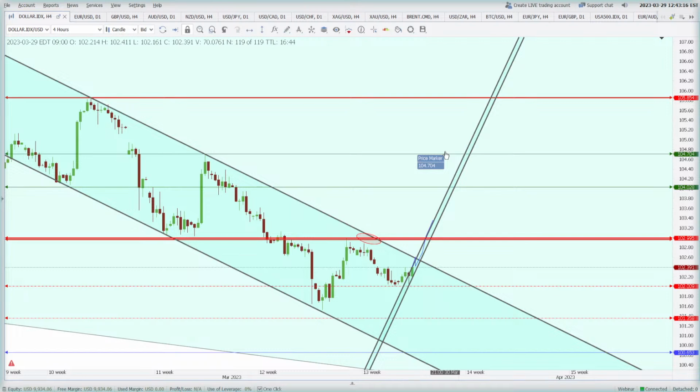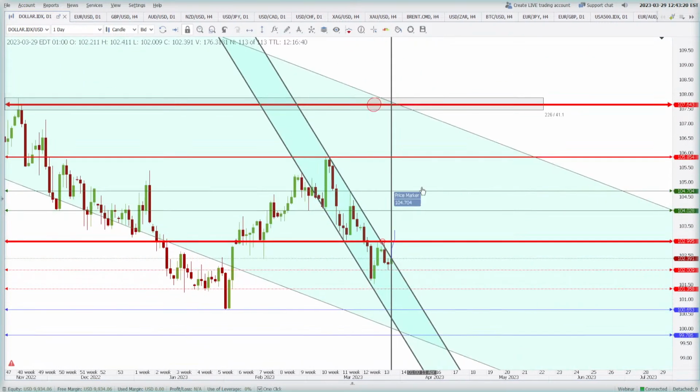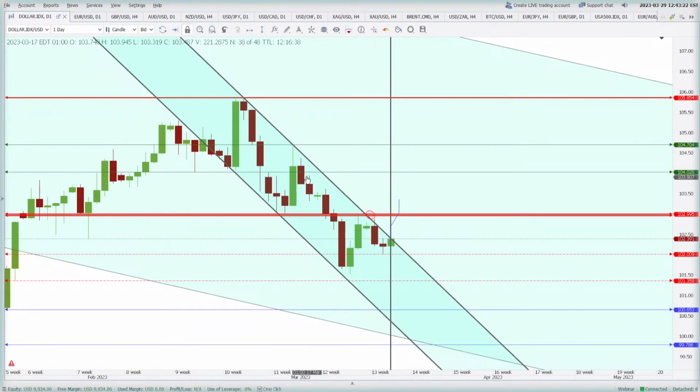But on the daily, the scenario is different, because on the daily chart, the last swing high that we had is 104.70. So we need a break above 104.70 to turn bullish on the daily chart of the dollar index. I hope that it helps.